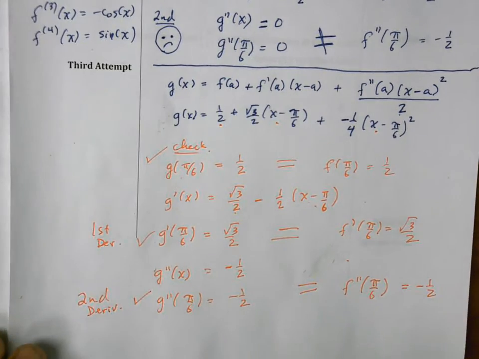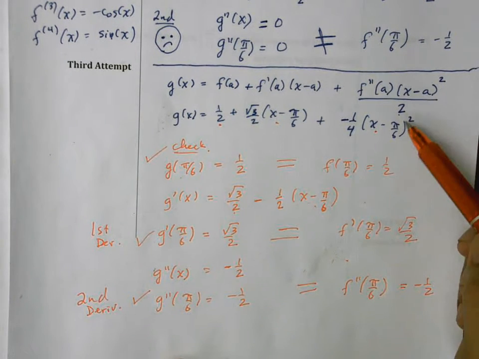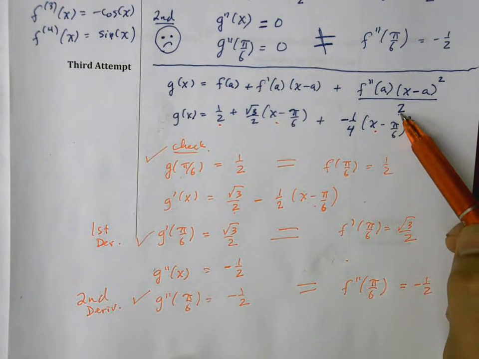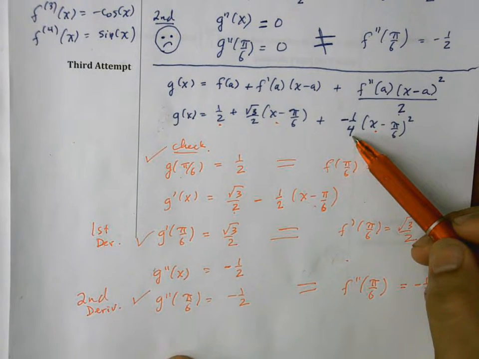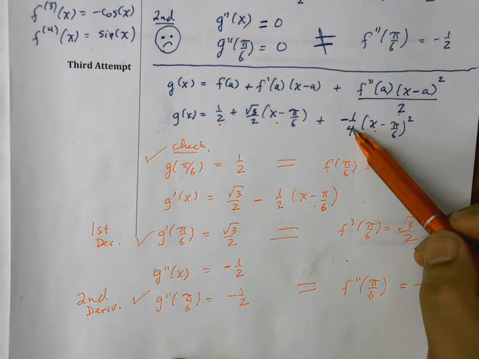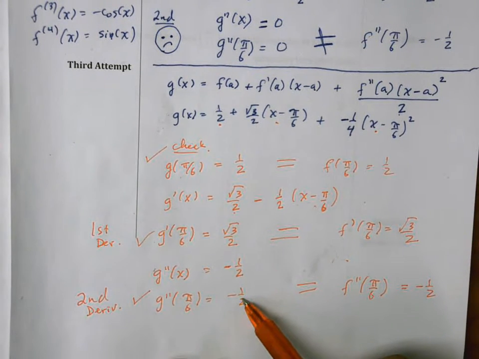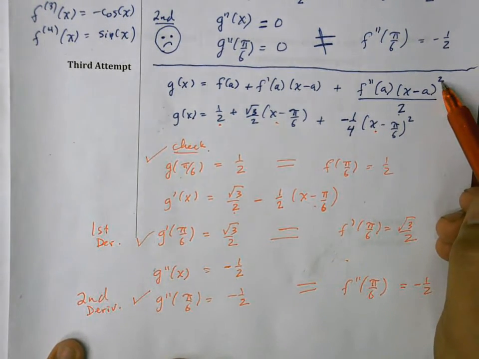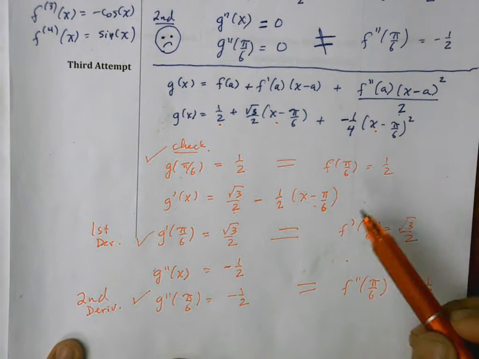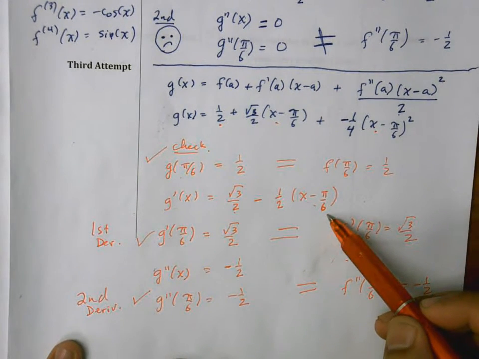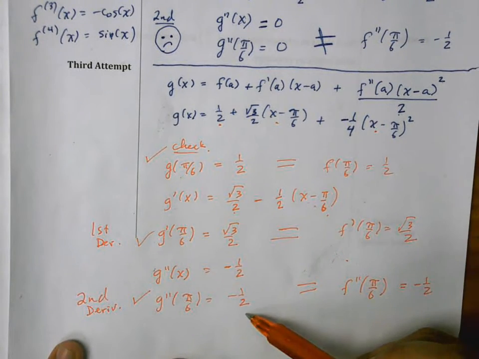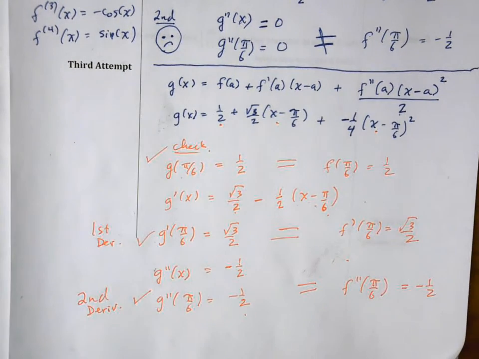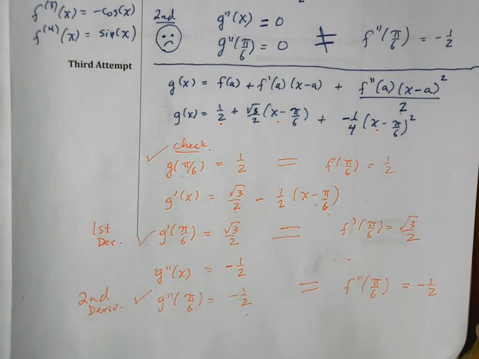And you can see that this division by 2 here is absolutely necessary. Otherwise, we would have had a negative 1 here instead of a negative 1/2, and a negative 1 here instead of a negative 1/2, and it would not have passed the second derivative. This square here is also necessary, otherwise we would not have this part here to take the derivative of for our second derivative.